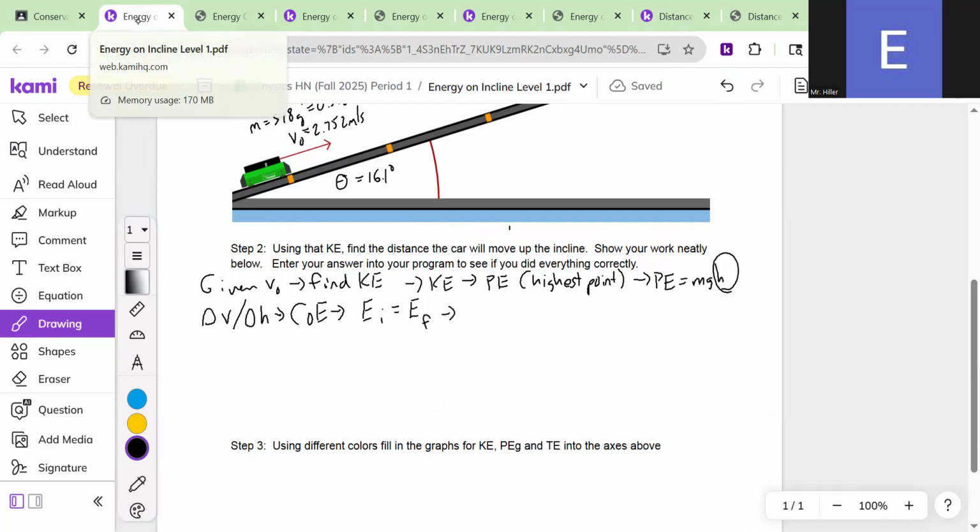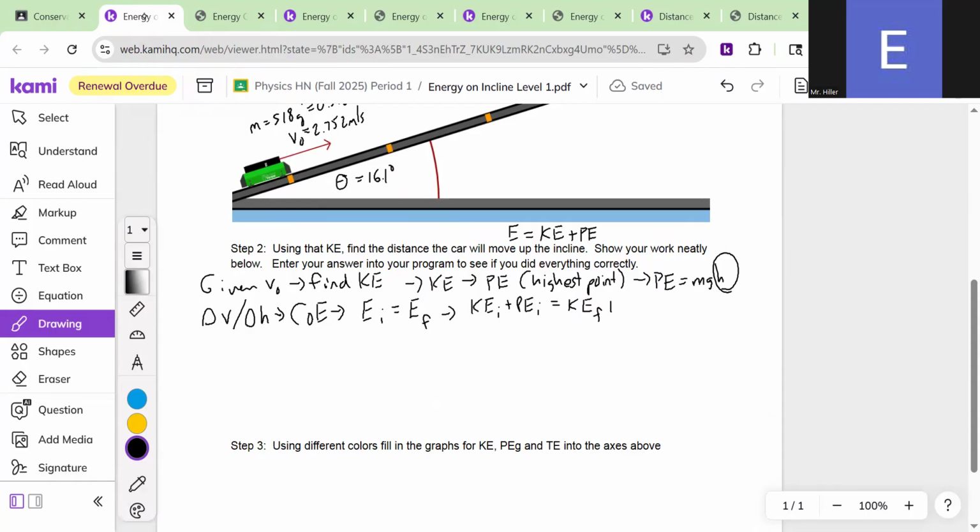Total energy, in case you forgot, is the kinetic energy plus the potential energy. We saw this play out in our conservation of energy lab. So I'm going to rewrite E initial as KE initial plus PE initial. I'm not going to write PEg, but just note that this is gravitational potential energy in this problem, not elastic potential energy. There's no spring in this problem. That's going to equal KE final plus PE final.